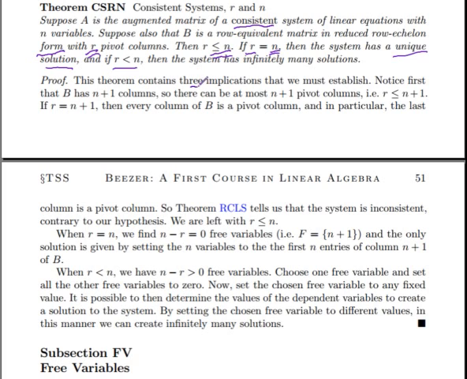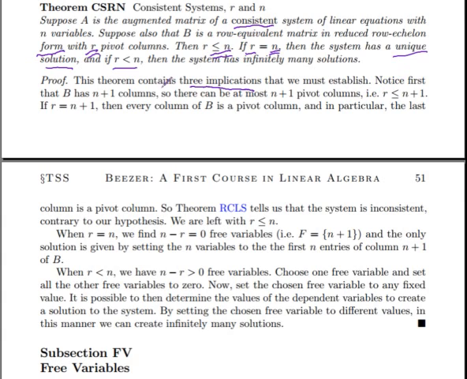Okay, let's go through the proof. This proof contains 3 implications that we must establish. Okay, so what are the 3 implications? First of all, we need to show that if the matrix is consistent, then the number of pivot columns is less than or equal to n. That's the first implication. The second implication is this part, and the third implication is this part. Let's focus on the first implication here, that a consistent system must have less than or equal to n pivot columns. Okay.